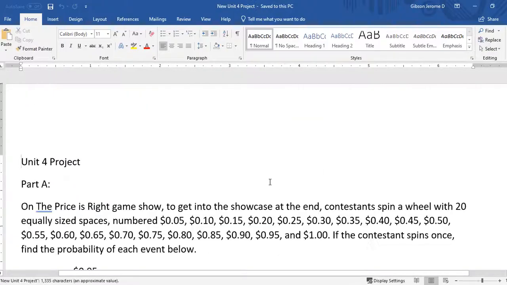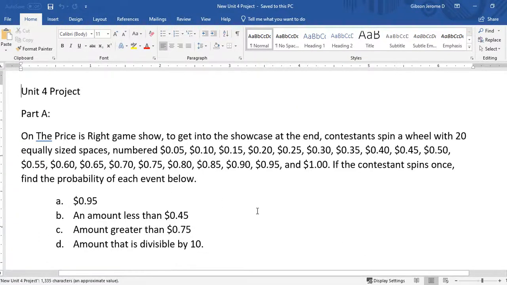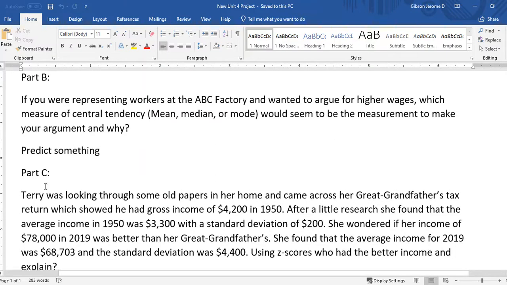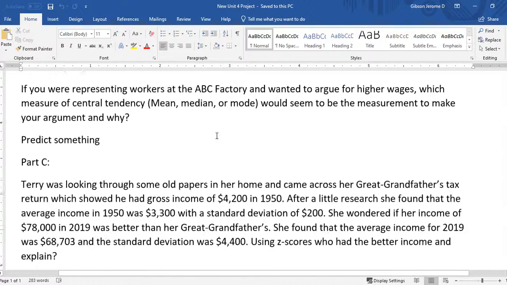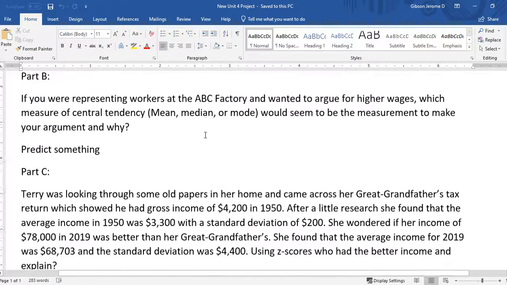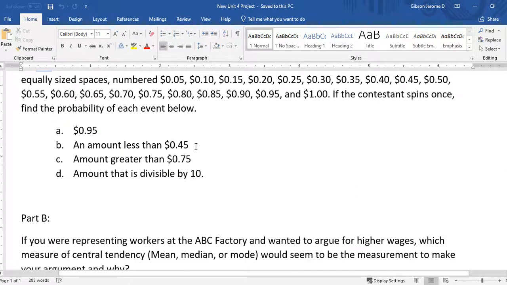In the new Unit 4 project, it has specific tasks for you to complete. Like here, Part A gives you specific numbers and specific things to complete. And Part B does the same, and Part C, and Part D. Now, one thing that I didn't do, and I see a little error that I'm going to correct, is this predict something here should be removed, but everything else should be fine. So you should be able to do this in lieu of the old Project 4. And it shouldn't take you that long to do it.